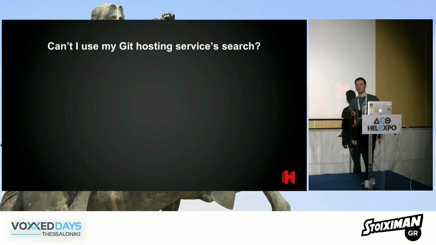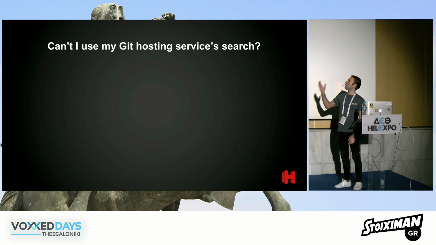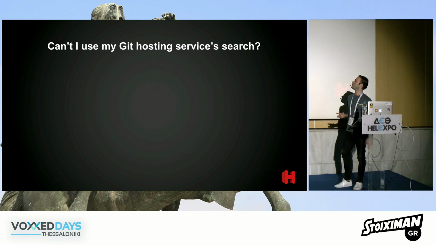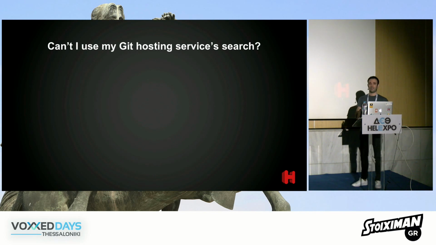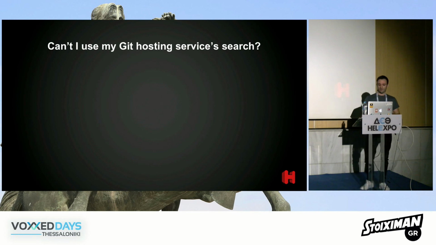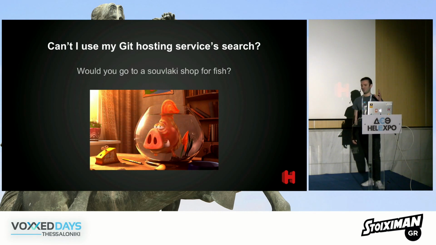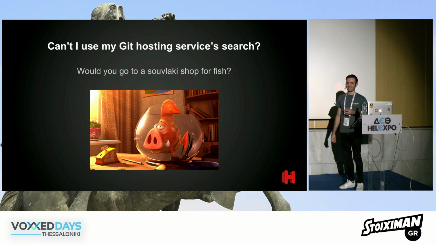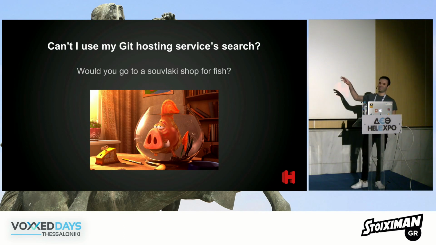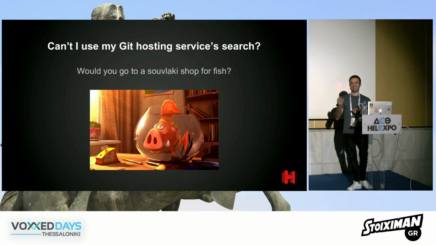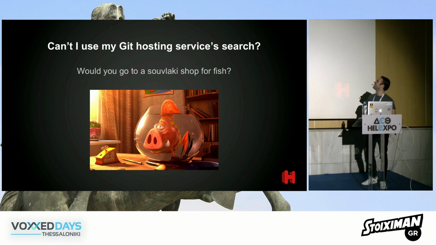Obviously, the first question that comes to mind for many people is, why can't I use my Git hosting service's integrated code search engine? You know, the one from GitHub, GitHub Enterprise, Bitbucket Server, I think GitLab has one. The short answer to that is, would you go to a souvlaki shop for fish? And what's the rationale behind that question? I hope you know what souvlaki is. It's pretty much like kebab. It's the healthiest food you can have here in Greece. So what's the rationale and the meaning of that question?